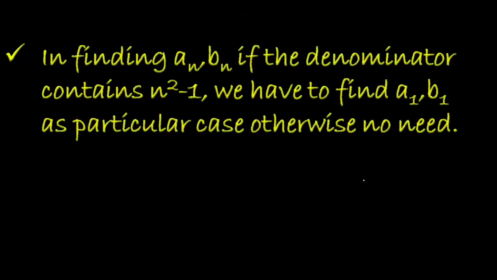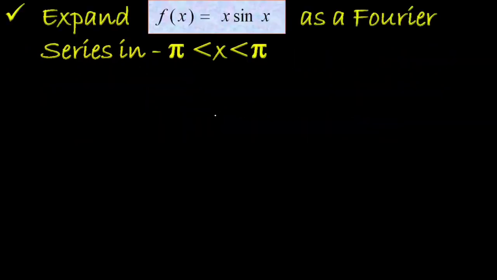And the next one you should remember is, while finding the coefficients an and bn, if the denominator consists of the term n square minus 1, we have to go for the particular case and calculate the values of an and bn as a particular case. So if the denominator doesn't consist of n square minus 1, no need to calculate a1 and b1. Okay, let me now enter into the problem.